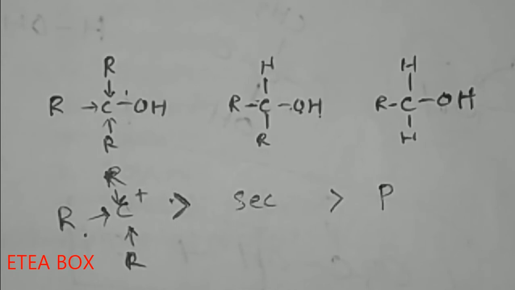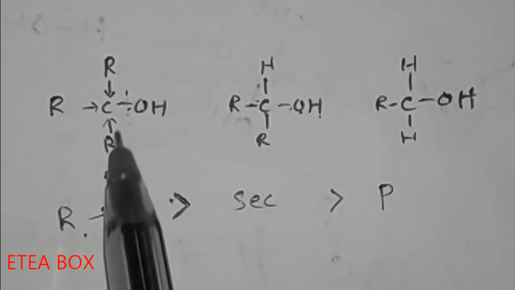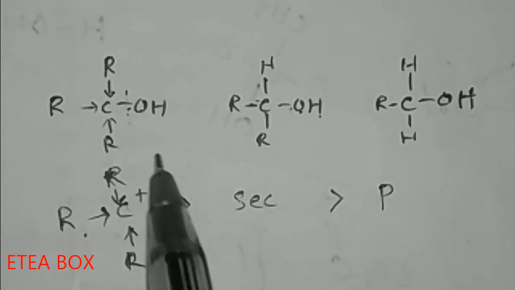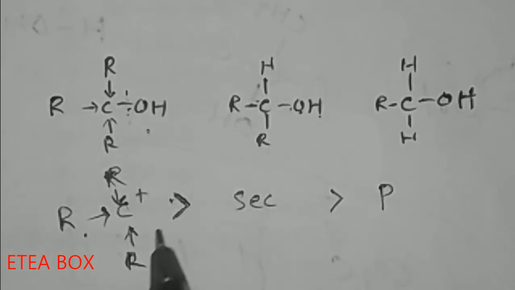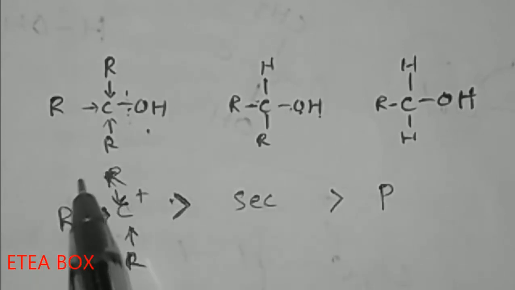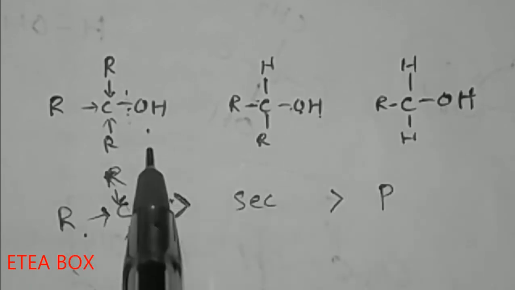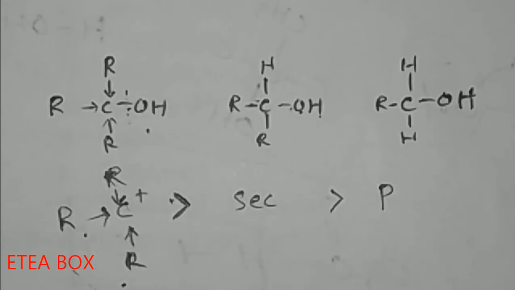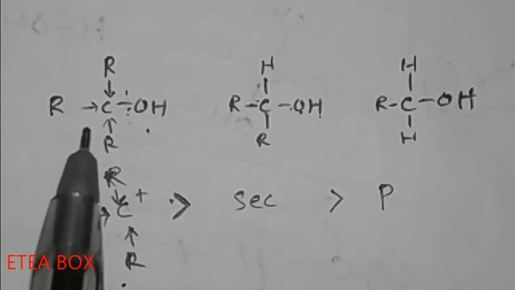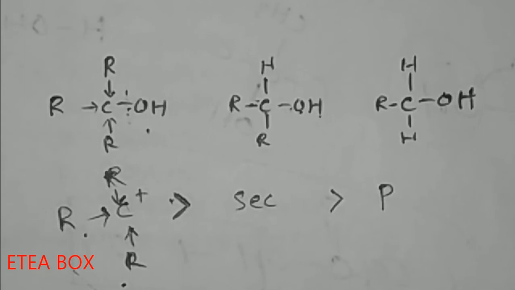So it means that this bond will be easily broken down, because after breaking this bond, what will happen? This carbocation is the stable one, okay? So it will not affect its stability if this one bond is broken down. Now in these three alcohols, the most reactive one is the tertiary alcohol, okay? And the HCl will react faster with this tertiary alcohol.